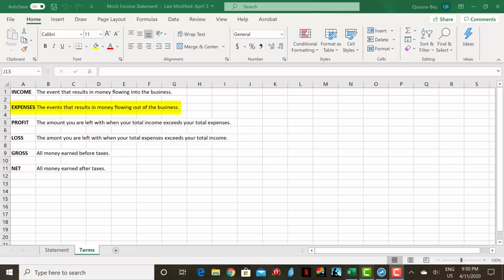Expenses are the events that result in money flowing out of the business. For example, if your business has to purchase new ovens to heat up the pizza, the amount for that purchase will be reported as an expense.